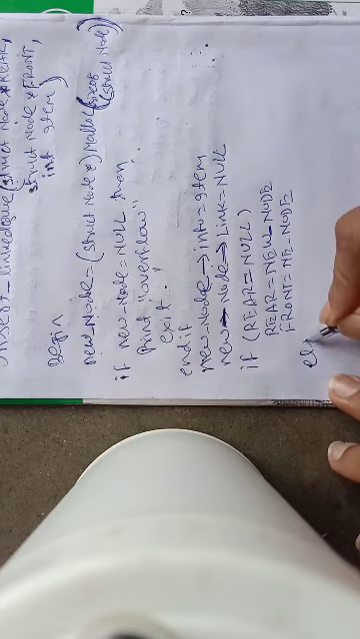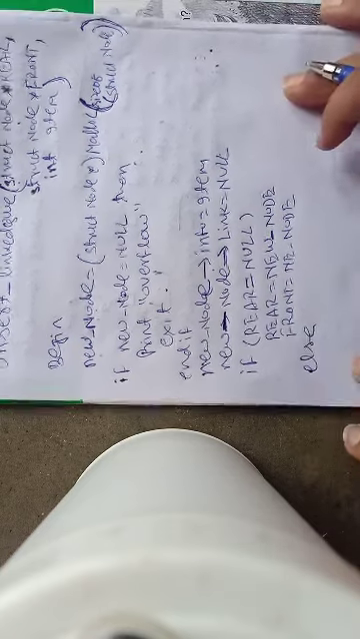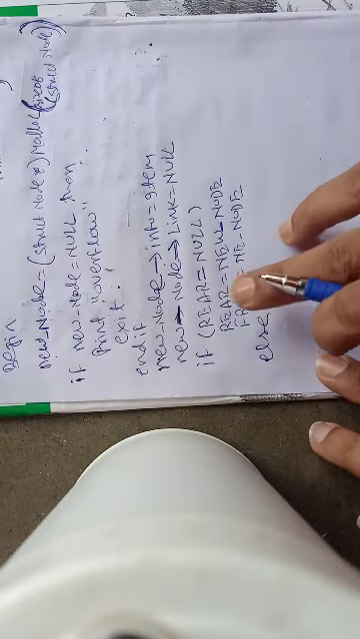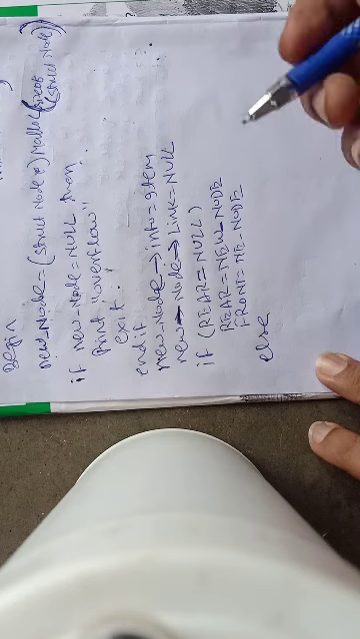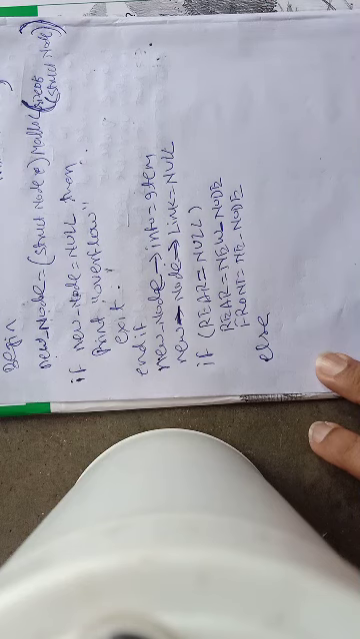Else. So else means the new node that is created will be inserted in the queue, and the queue already contains some other nodes. So here the new node will be inserted at the end, at the rear end. Rear end means the new node will be my last node.